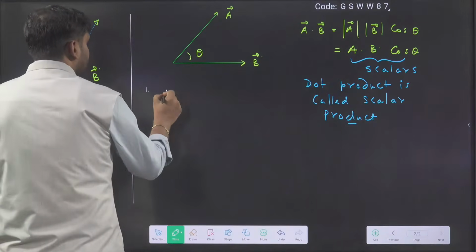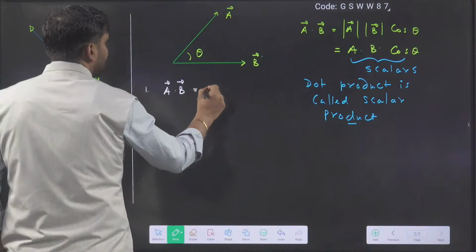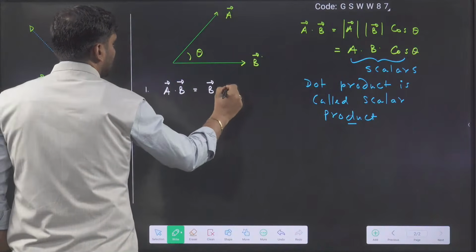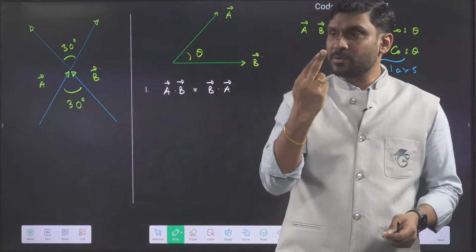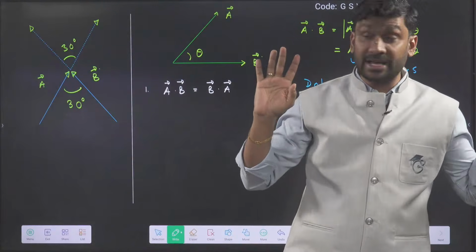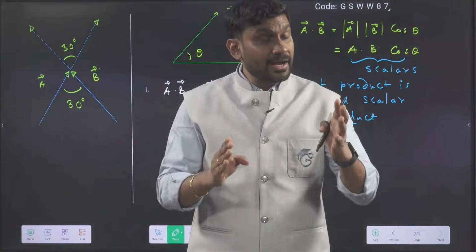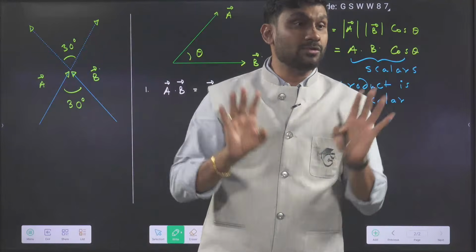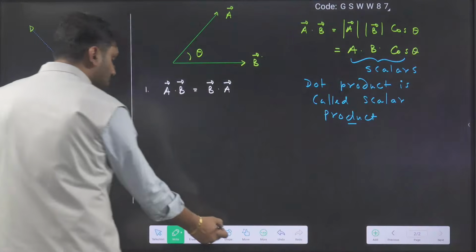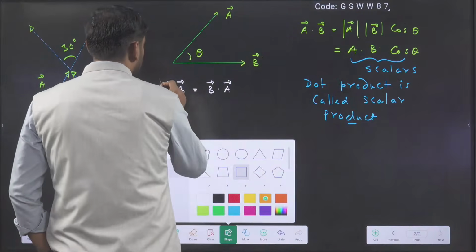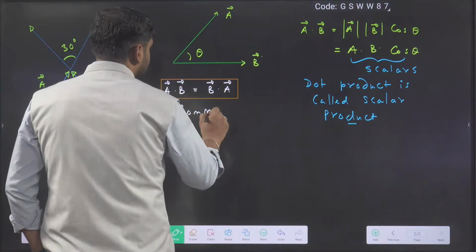First one, A vector dot B vector can be written as B vector dot A vector. I can change the position of A vector and B vector. I can write this only in dot product. We will see in case of cross product, we can't write this. This is not allowed in cross product, but allowed in dot product. What is this called? This particular property is called commutative property.